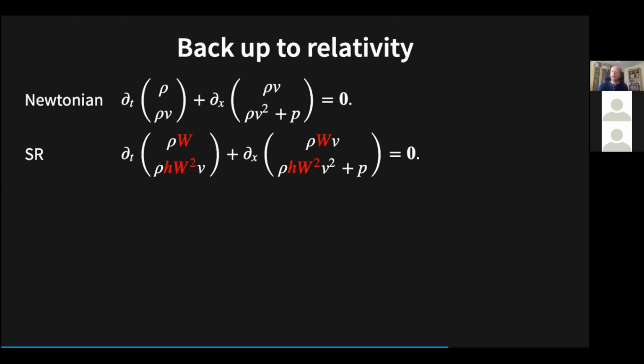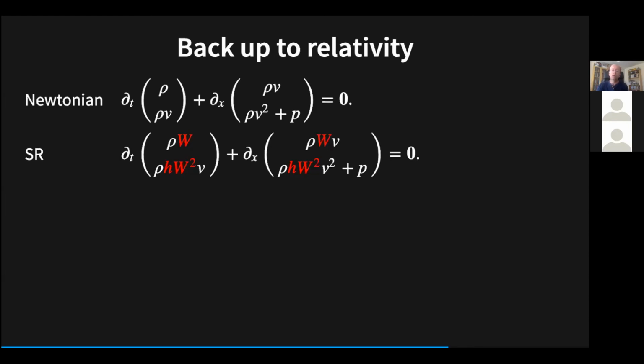So the kinematic modifications that we've seen here in going from Newtonian theory to special relativity leave the qualitative form of the conservation laws the same. So we've still got conserved quantities on the left inside the time derivative, and we've got flux terms on the right. However, they modify the quantitative details in quite some measure.